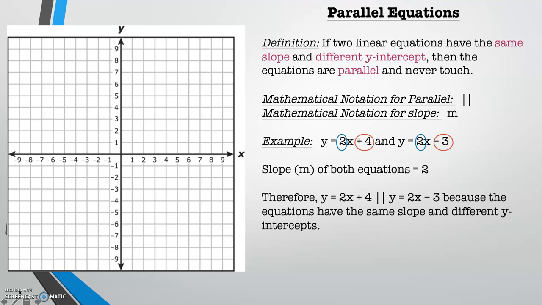So based on our equations, we know that y equals 2x plus 4 is parallel to y equals 2x minus 3 because of the definition of parallel lines, which we know have the same slope and different y-intercepts. After graphing them, you can also see that they are equidistant at every single point, as well as proving that they will never touch.